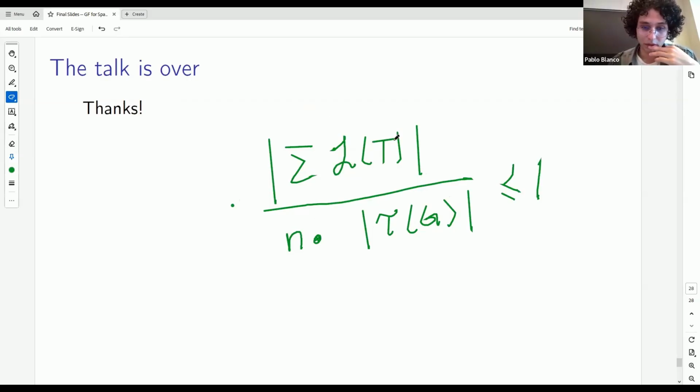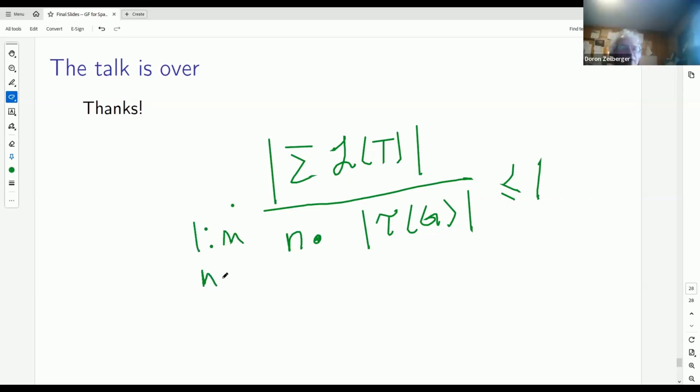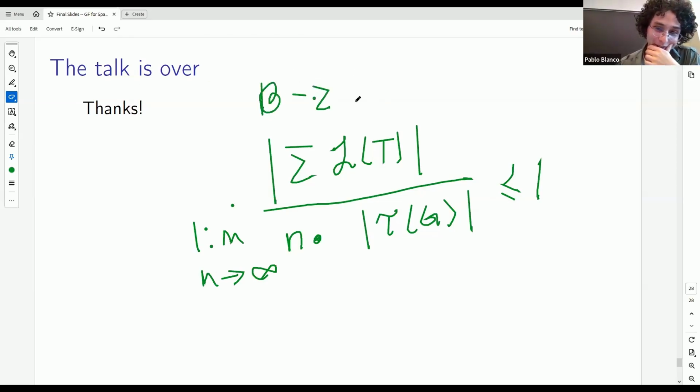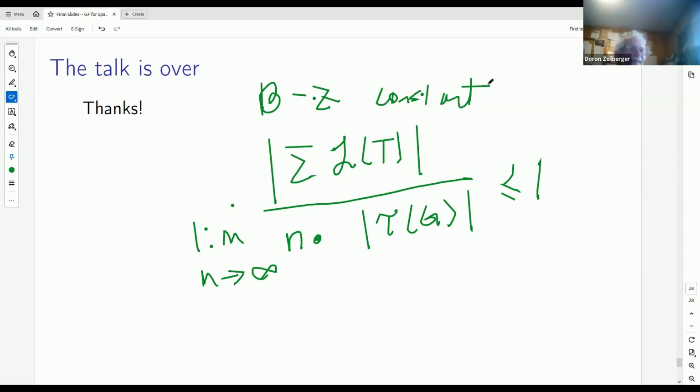And you can find this for families. And take the limit and then go to infinity. Yeah, limits. And what is the name of this constant? Of course, the BZ constant. Thank you. Yes. Okay, thanks again.